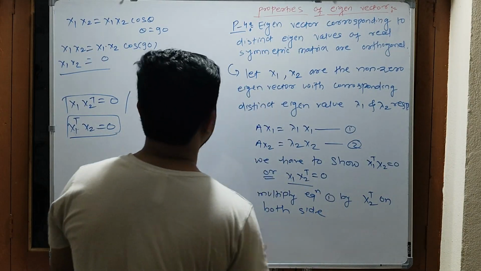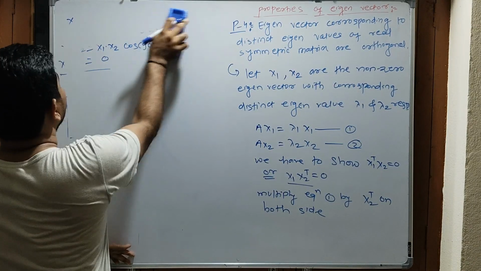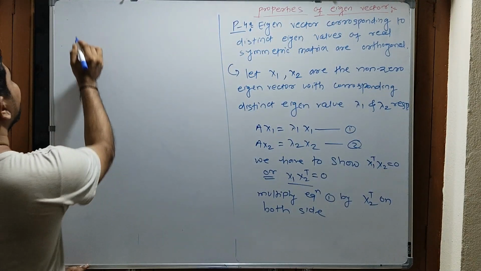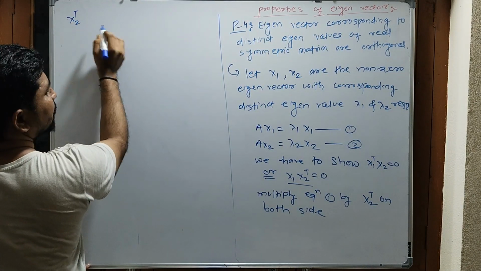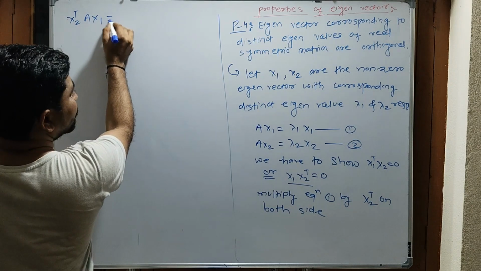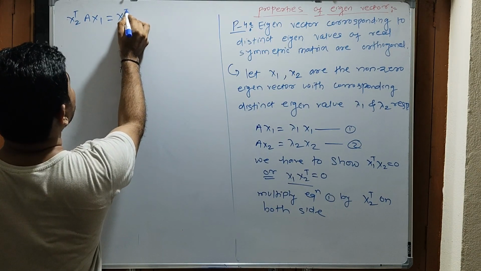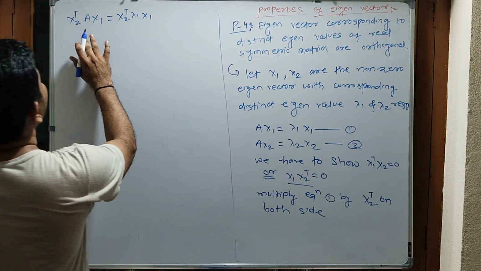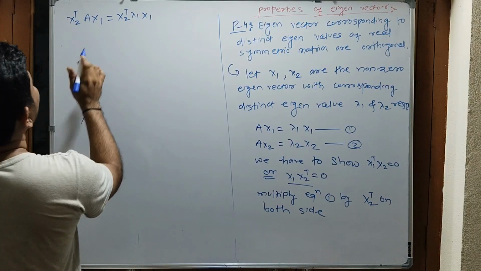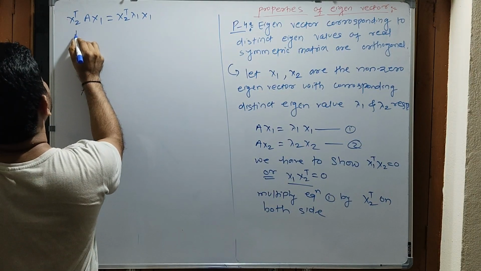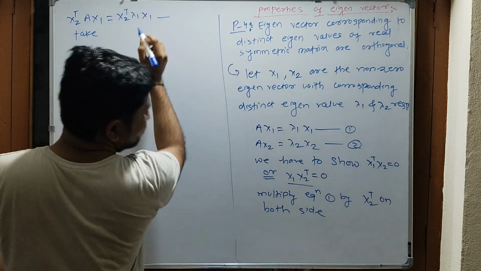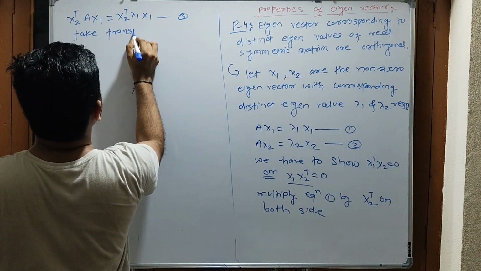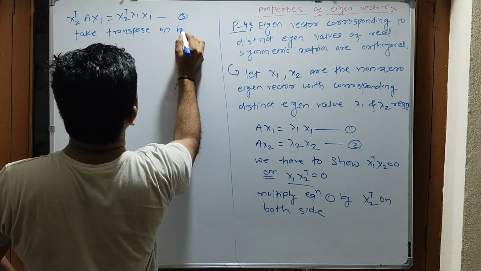After multiplying equation 1 by x2 transpose on both sides, what do we get? x2 transpose A x1 equals x2 transpose lambda 1 x1. Let's say this is equation 3. Now take the transpose on both sides. So what will we get?